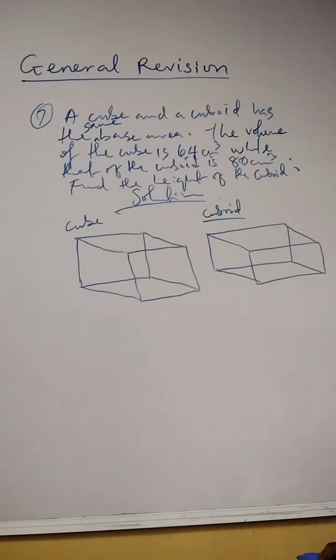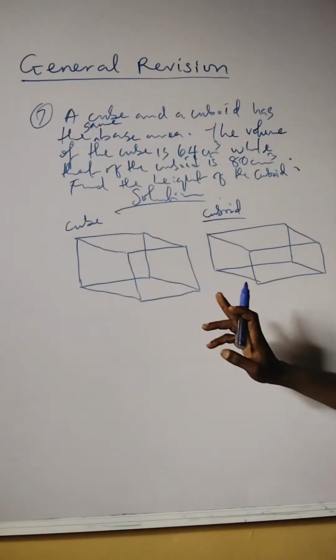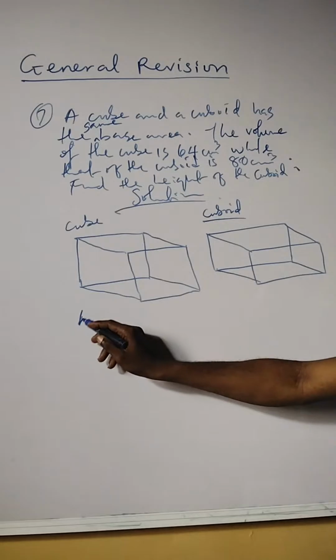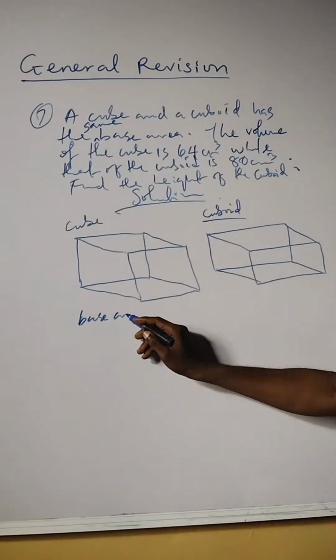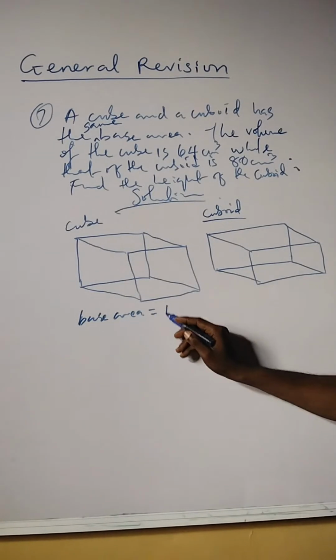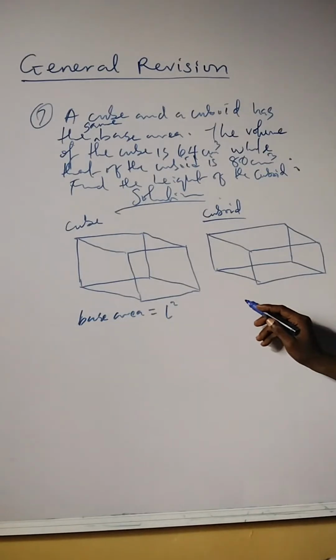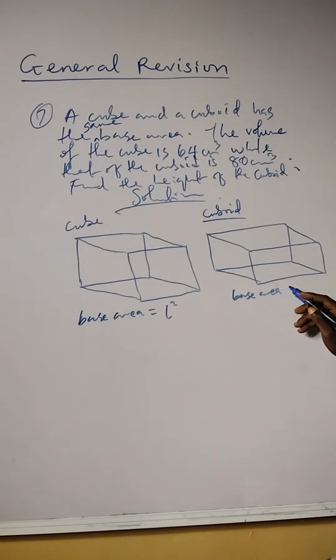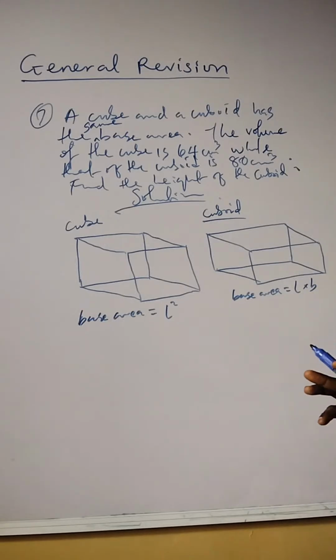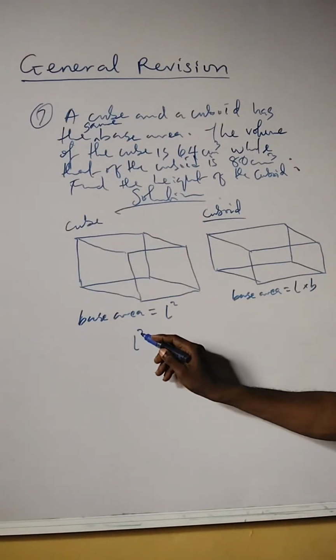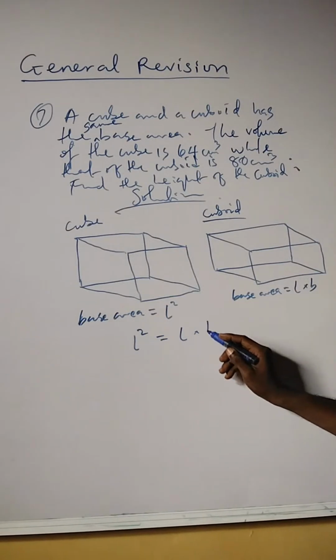I believe there's a difference between the two. Now the base here is a square. Area of a square is S squared. Base area here is a rectangle. That's length times breadth. Now let's look at something. They have the same base area. If they have the same base area, it means I can say S squared equals L times B.